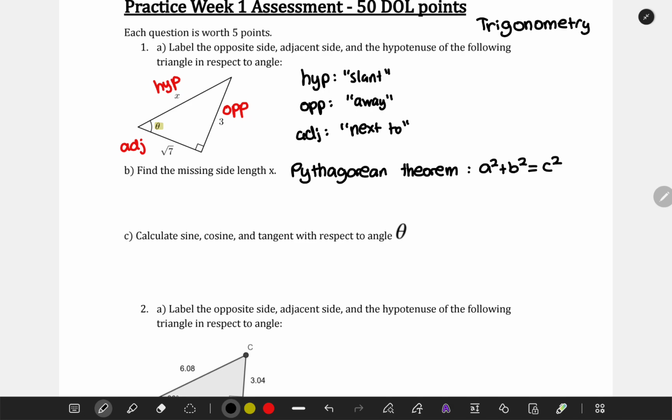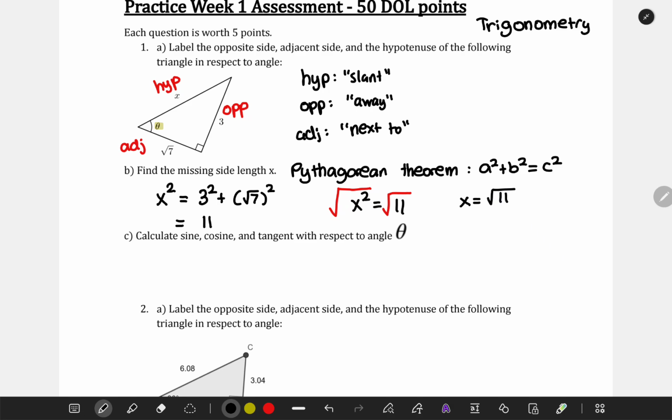And so what I can do is I can just plug them in. A is the square root of 7, b is 3, and c is x. So if I had to plug this in, I get x squared equals 3 squared plus the square root of 7 squared. And so all I need to do is plug that in. So I'm going to say 4 plus 7, that gives me 11. Okay, if I wanted to find out x squared equals 11, I need to get rid of that square. So in order for me to get rid of it, I do the square root to both sides. This leaves me with my final answer that x equals the square root of 11.